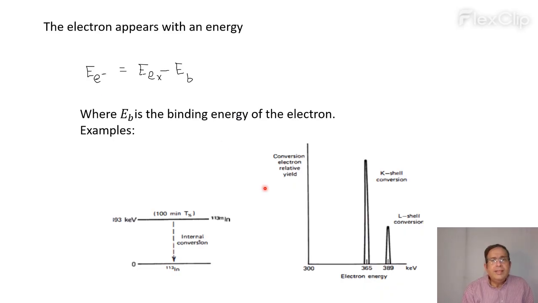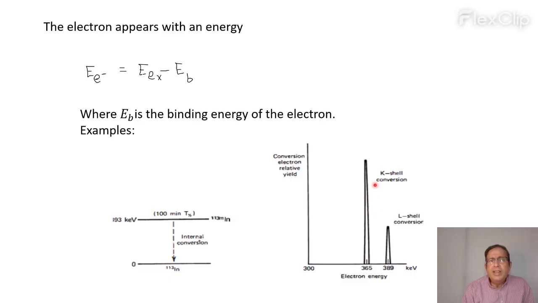So here is an example. You have indium-113 in an excited state with an energy of 393 kiloelectron volt and a half-life of 100 minutes. Through internal conversion, it falls to the ground state and two monoenergetic electron beams are produced. One electron beam is 365 keV and the other is 389 keV.